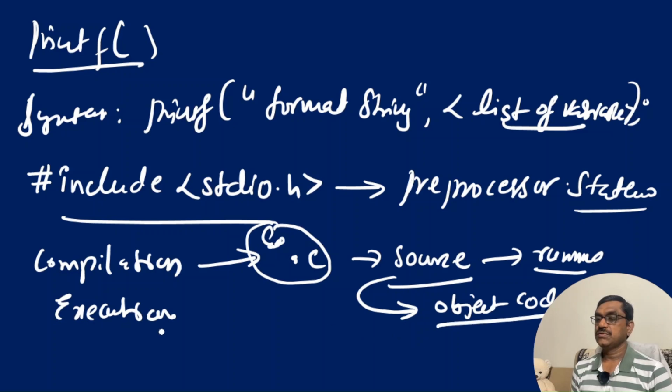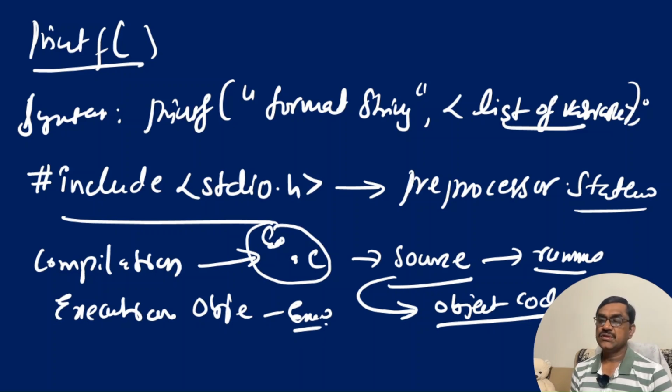Where object code, now at the runtime, this object code is converted into executable code. But before the compilation and execution, there is also an important thing that is pre-processing. What do you mean by pre-processing?